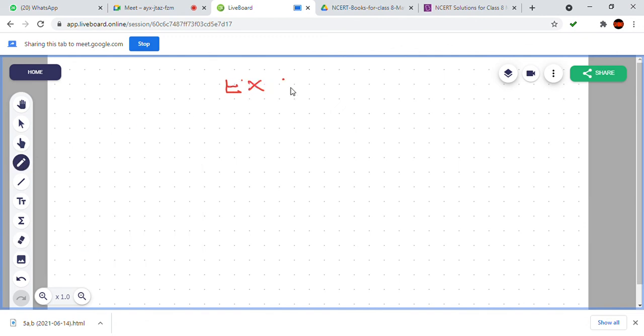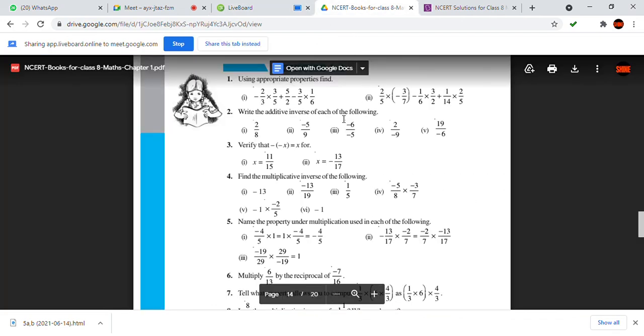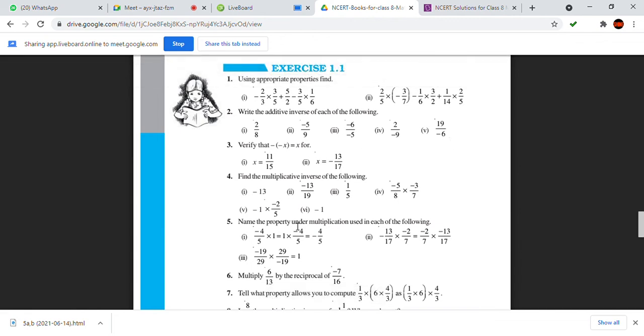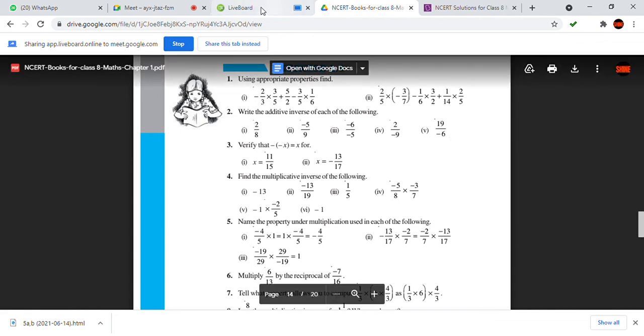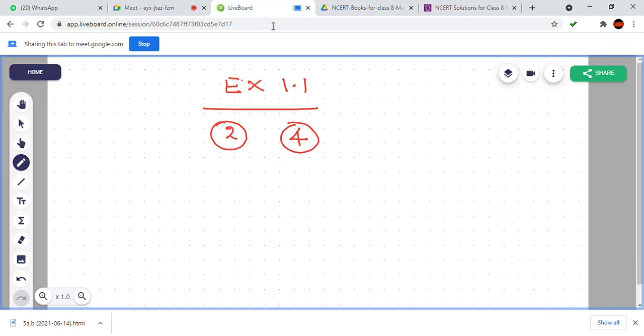Exercise 1.1 main question number 2. You circle that question number. That means that is a main question. Main question number 2 and 4. Main question number 2 has 5 options. Main question number 4 has 6 options. So all those options also, you complete.